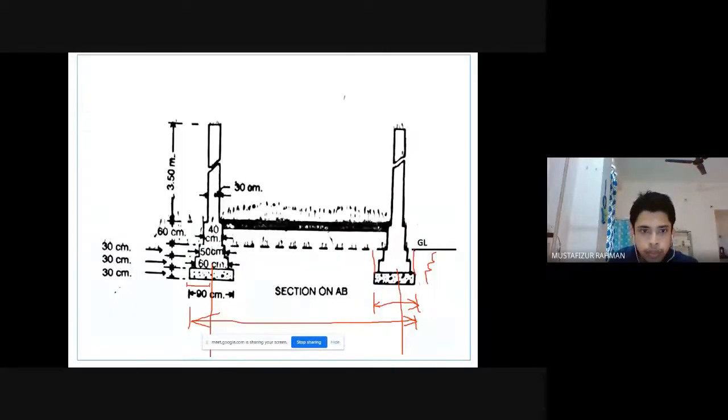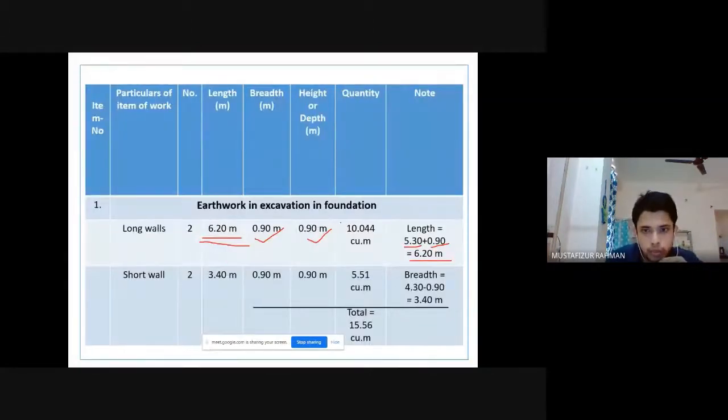How? From here, this is our ground level. So this is 30 centimeter, 30 centimeter, and 30 centimeter. Therefore, we have to go a total of 90 centimeter. Then we multiply all of them and we get the volume of work.